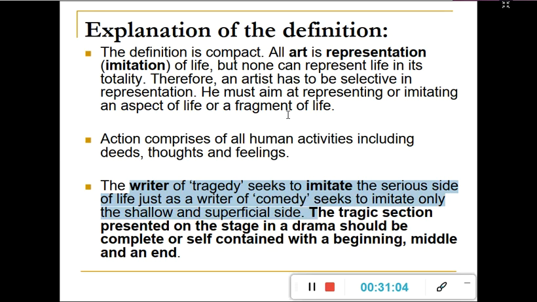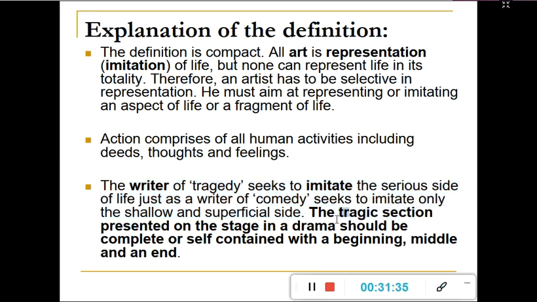هنا دلوقتي هو بيقول لي إيه؟ بيقول لي خد بالك من حاجتين، إن أنا عندي الدراما فيها tragedy وفيها comedy. الراجل اللي بيwrite a tragedy هو seeks to imitate the serious side، الجانب الجد الحقيقي من الحياة. On the other hand the writer of comedy seeks to draw only the shallow and superficial side of life، إنه بيقدم لي الحياة السطحية، الحياة البسيطة، النماذج التافهة من الحياة زي ما احنا قرينا الجزئية دي قبل كده.